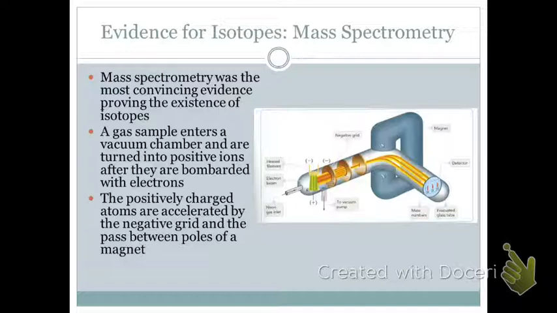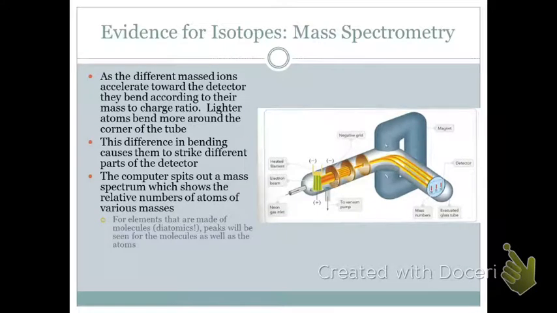What happens is that a gas sample enters a vacuum chamber, which just means there's nothing in the way of anything flowing, and when the gas enters, it's bombarded with a bunch of electrons. When it's bombarded with electrons, it becomes positively charged. It passes through a negative grid and some poles of a magnet to accelerate it, and it starts falling down the chamber. So at this point, all you have are positive ions headed down a chamber towards a detector.